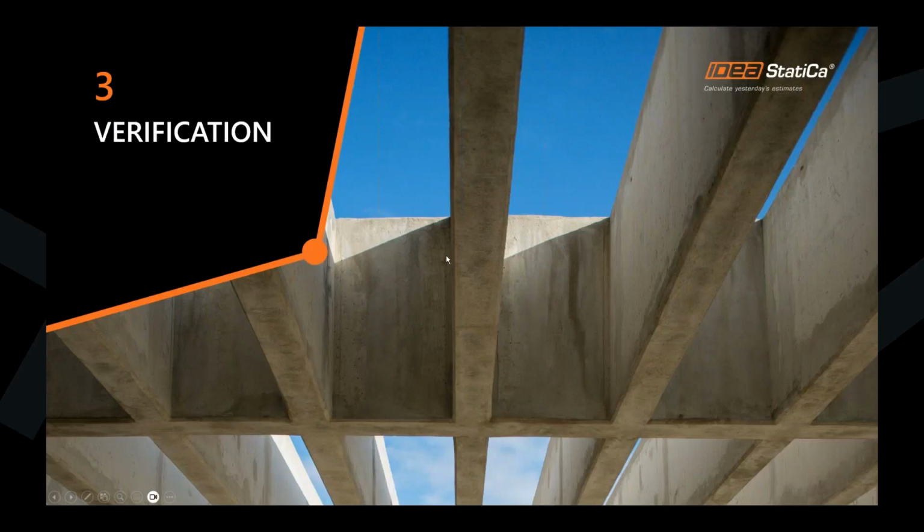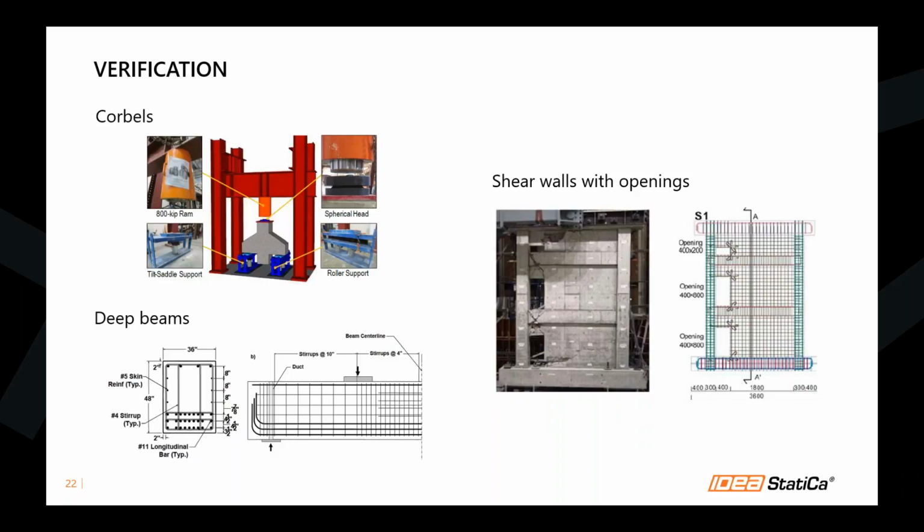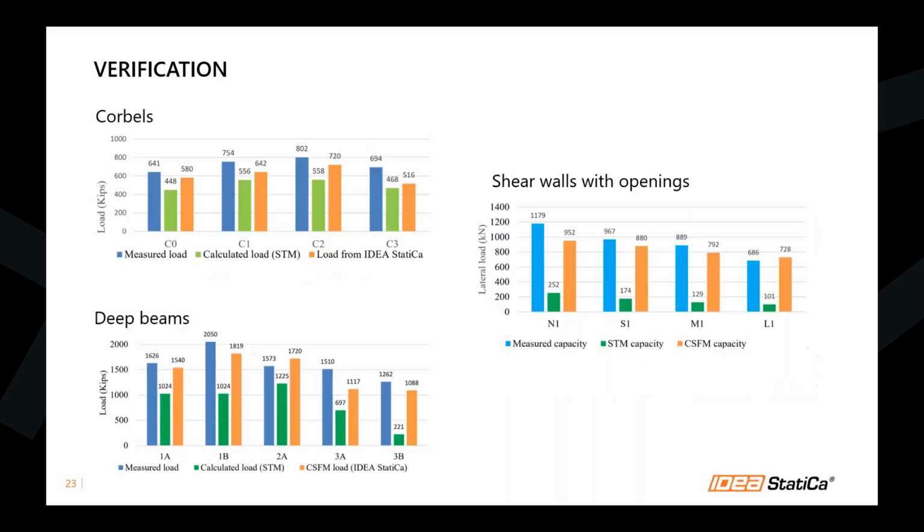Then the last part of this presentation is verification, because we understand that safety is very important. Of course, in structural engineering, you would want your software to show the correct design result. We are comparing the result with real life experiments for corbel, deep beams, and shear wall with opening. Those D regions are normally designed using the strut and tie method. And this is the result. The blue color is from the experiment, green color is the strut and tie, and yellow color is from IDEA StatiCa Detail.